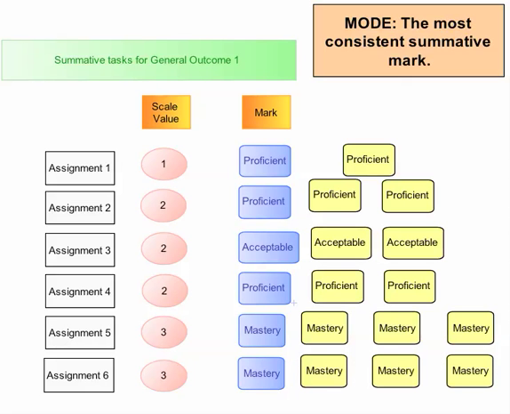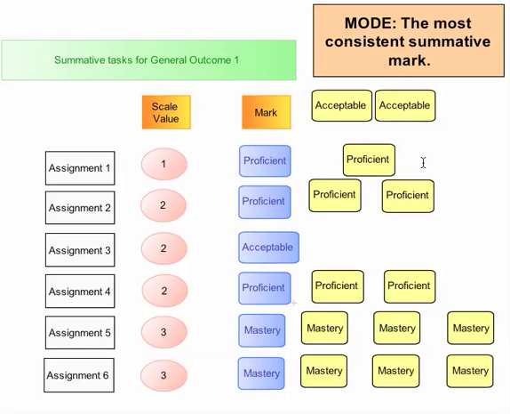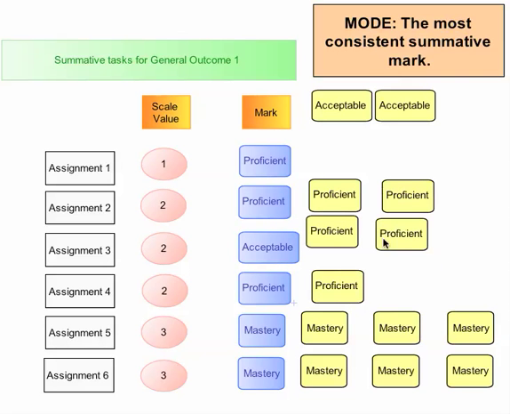Now when we go to count the mode, we actually have to consider that there's multiples of each individual score. So for example, there are still 1, 2 Acceptables. However, there are 1, 2, 3, 4, 5 Proficients, and 1, 2, 3, 4, 5, 6 Masteries. And so in this situation, the most common score, or the most consistent summative mark, would actually go into the computer as Mastery, and that would be the score that was suggested to you.